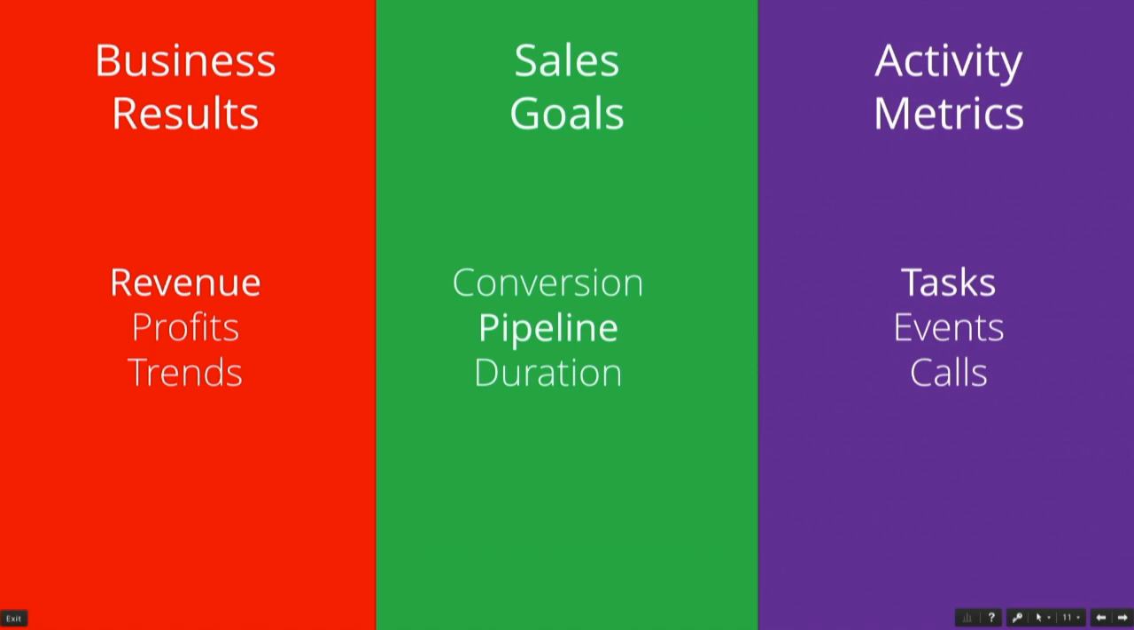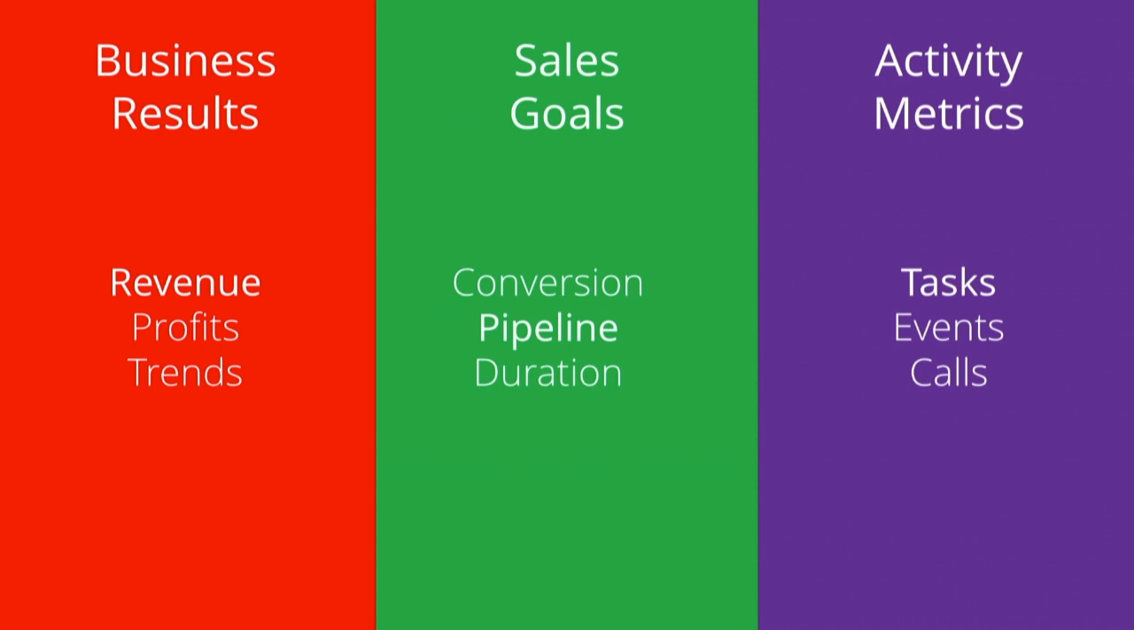So from the top down, who wants the business results? The CEO, the VP, the director, managers. They want to know how much revenue is this company making? How much profit did we make? What are some trends that I need to look for? Which product is doing better than the other? Then you have people in sales management roles. They want to know how many leads are being converted, what's in all my salespeople's pipeline, how long are those deals taking to close. And then as a salesperson, you need to know what's going on day to day.